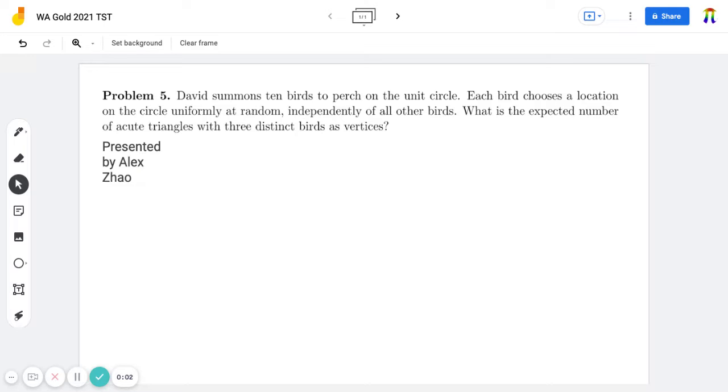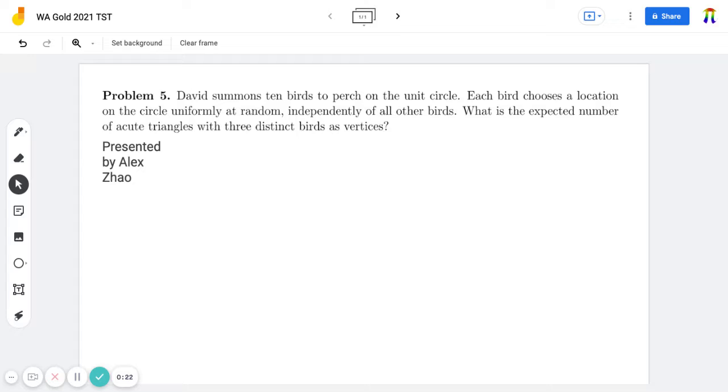Hi everyone, I'll be presenting problem 5 on this year's TST. So the problem is, David summons 10 birds to perch on the unit circle. Each bird chooses a location on the circle uniformly at random, independently of all other birds. What is the expected number of acute triangles with 3 distinct birds as vertices?